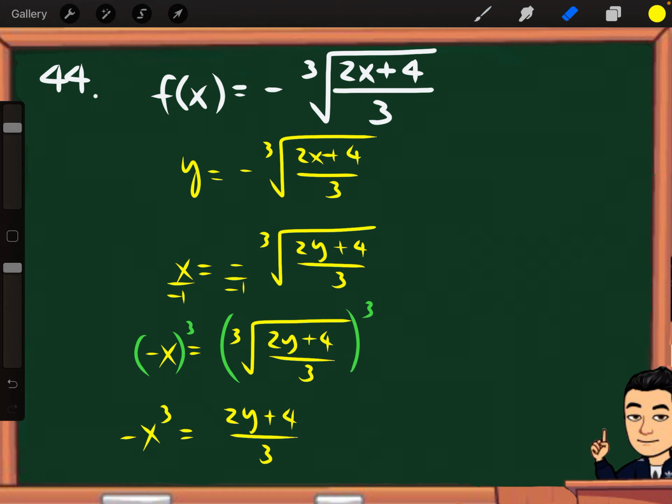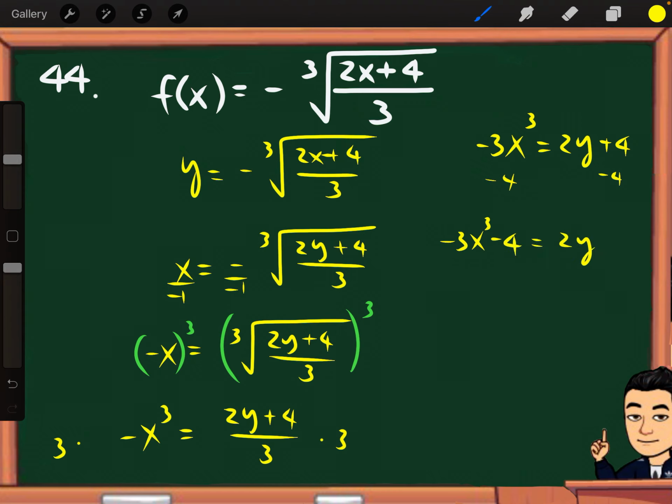Okay, let me erase that. All right, so you're going to multiply by 3 on both sides. So you have negative 3x cubed equals 2y plus 4. Now subtract 4 on both sides. So you have negative 3x cubed minus 4 equals 2y. I forgot to put the minus 4. And then you're going to divide by 2 on both sides. So y is going to equal negative 3x cubed minus 4 over 2. That's it.